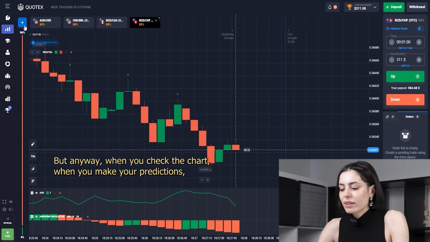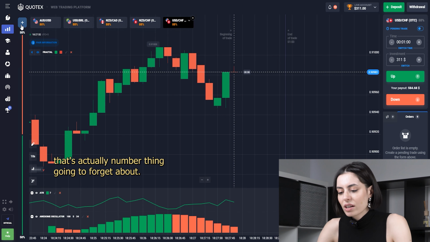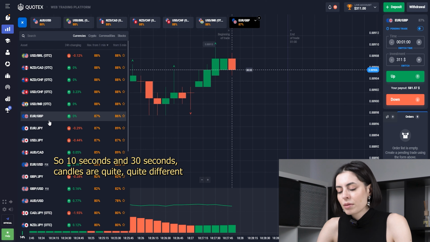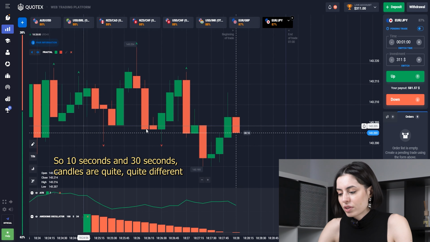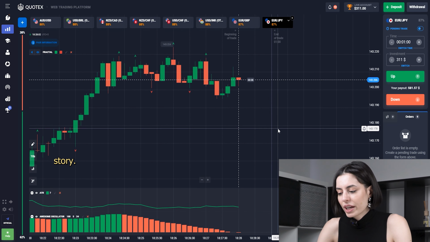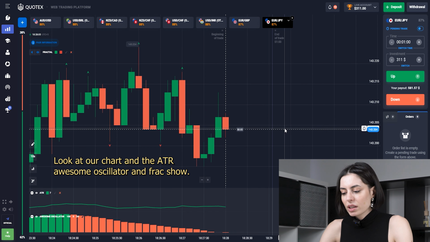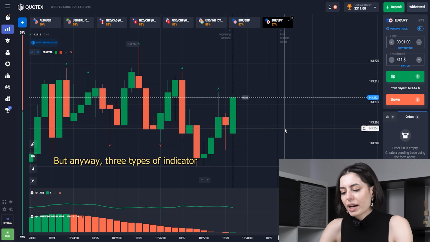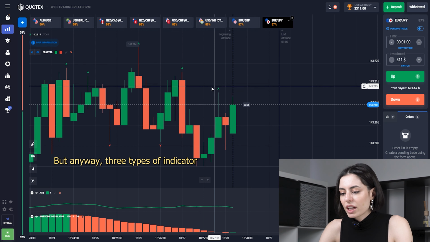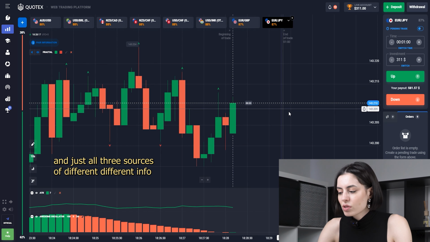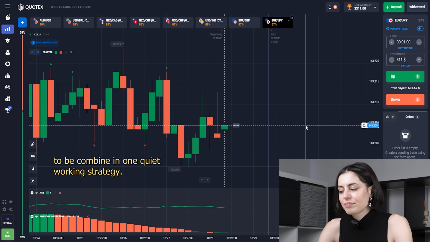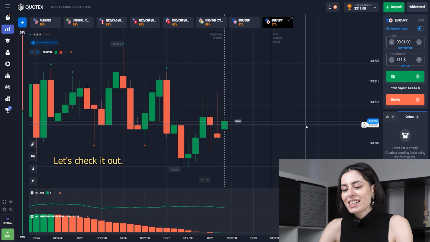But anyway, when you check the chart and make your predictions, that's not the thing you need to forget about. 10 seconds and 30 seconds candles are quite a different story. And look at that. Look at our chart today. ATR, awesome oscillator, and the fractal. I love the awesome oscillator, not so popular, but anyway, 3 types of indicators, all 3 sources of different info combined in one quite working strategy. Let's check it out.